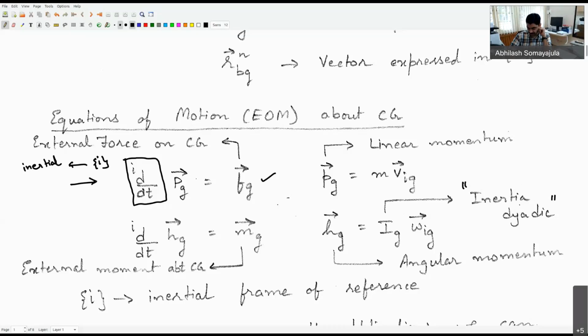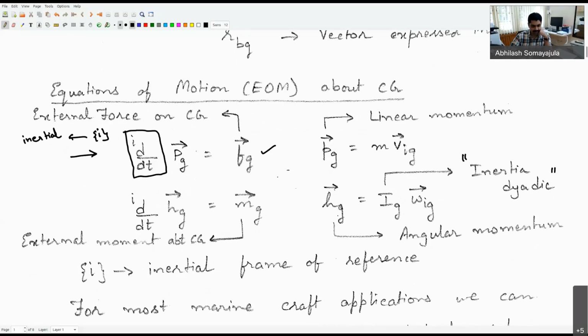So have some patience on what that inertia dyadic actually is. Those who have taken my course on maneuvering and control probably already have a sense of what that is, but those who have not, please have a little bit of patience.